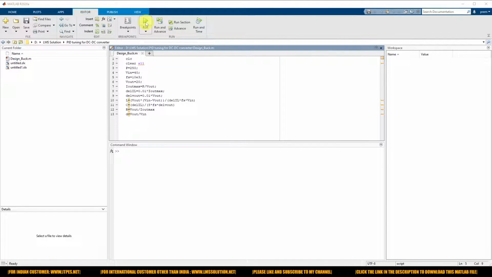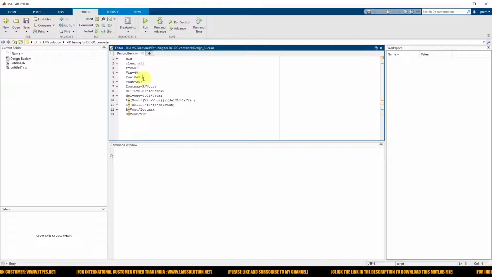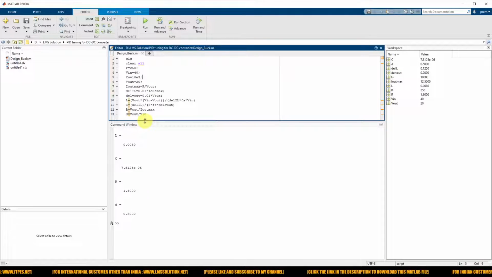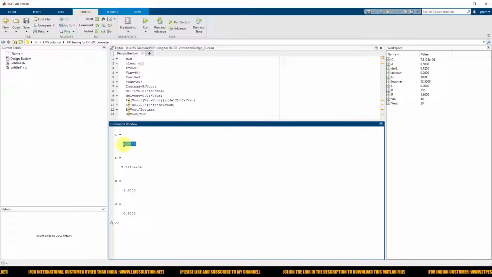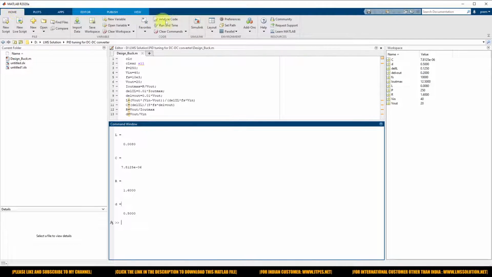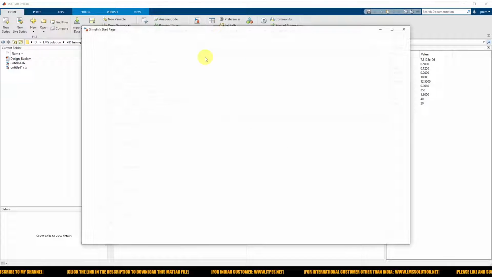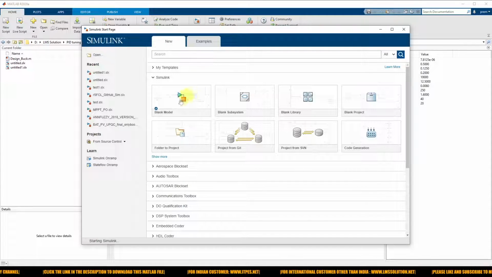So I'm going to execute this program. So after executing, you will get values for L and C, and then load resistance and duty cycle. So by using these values, you are going to construct that buck converter in the MATLAB. So for that, I'm going to click Home and then click Simulink, and then I'm going to use a blank model.